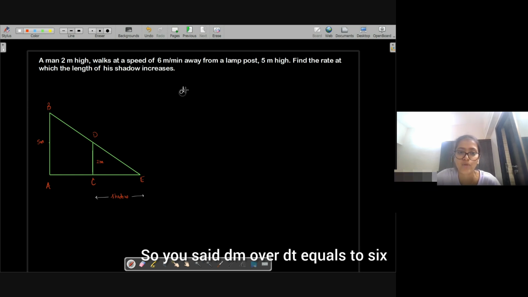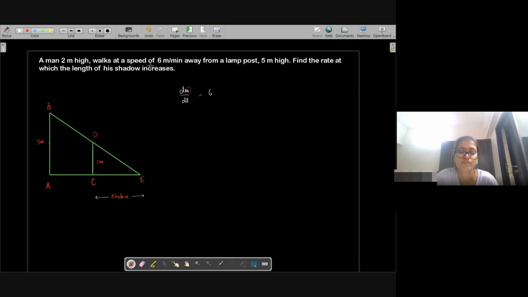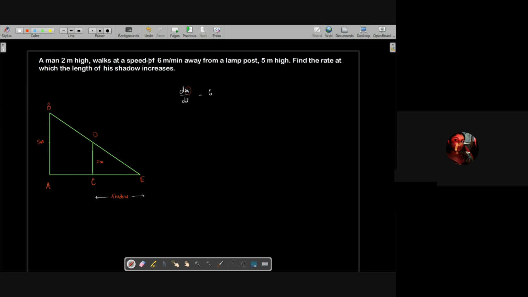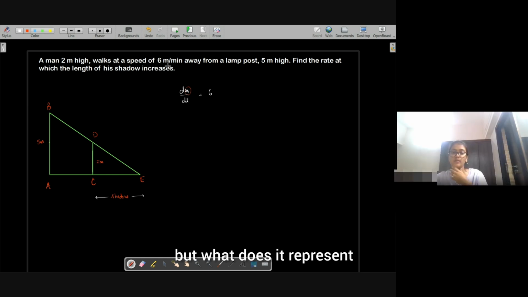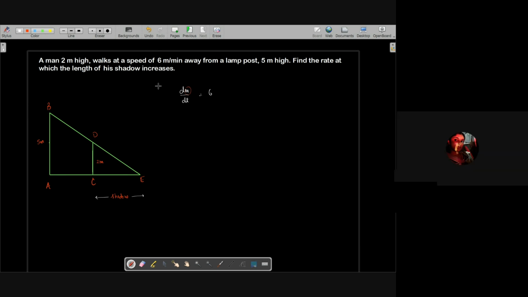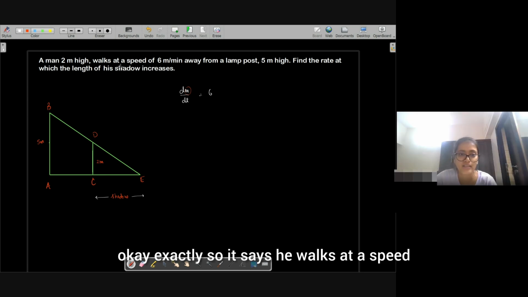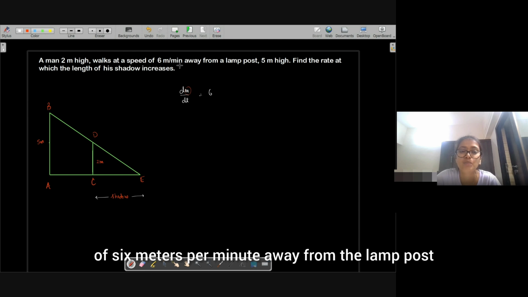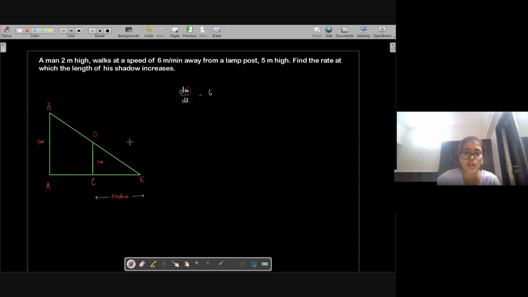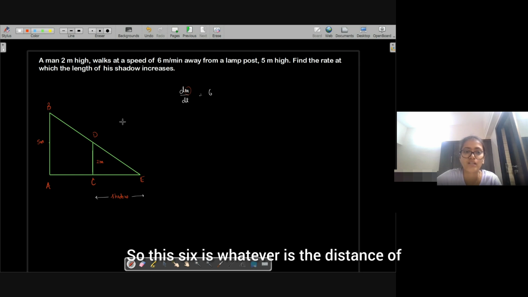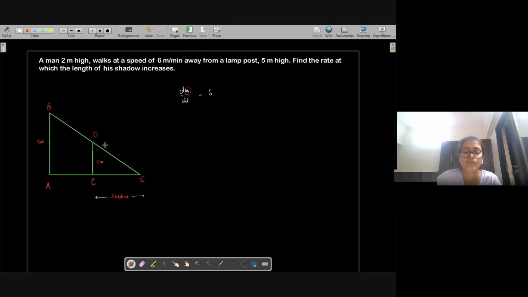So you said dm over dt equals 6. What is m? M is the meters. But what does it represent? What distance is it? Distance away from the lamp? Yes, exactly. It says he walks at a speed of 6 meters per minute away from the lamp post. So this 6 is the rate of change of the distance of the man from the lamp post. Because what is speed actually?